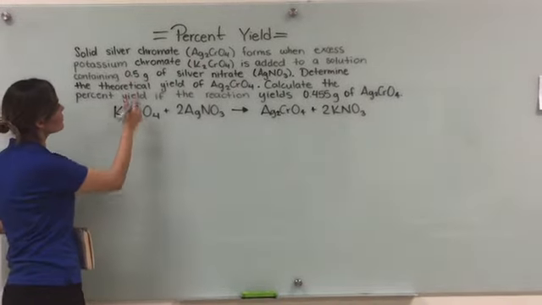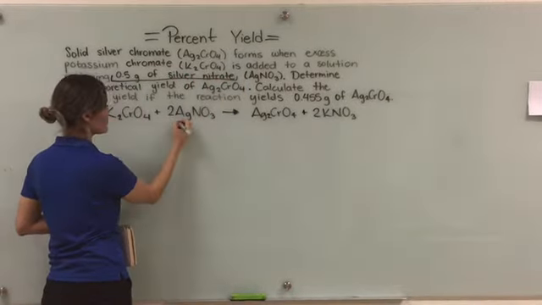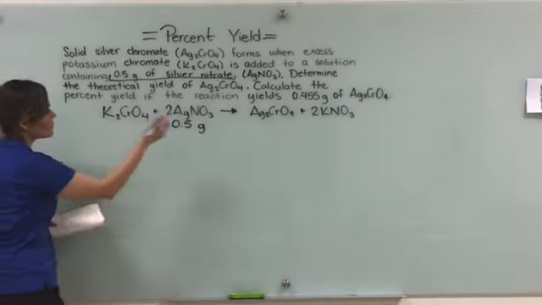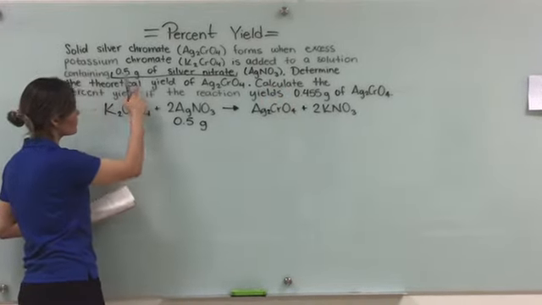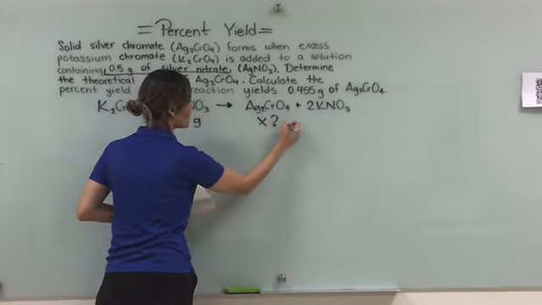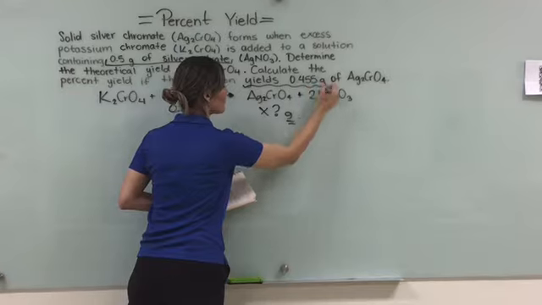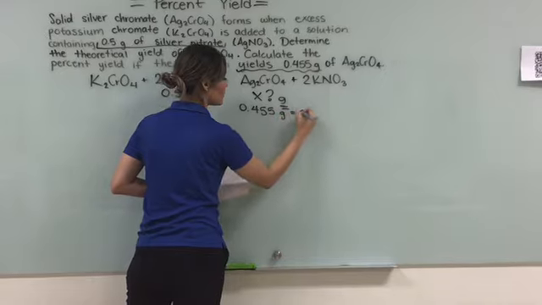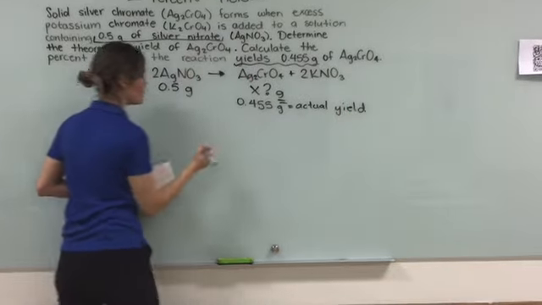The first thing to do is to analyze the problem, where we find that we have 0.5 grams of silver nitrate. And we are asked for the percent yield and also for the theoretical yield, and we're going to start with that one. It also says that we have 0.455 grams of silver chromate, so that one would be our actual yield. Always, the amount that the problem says is produced is the actual yield.